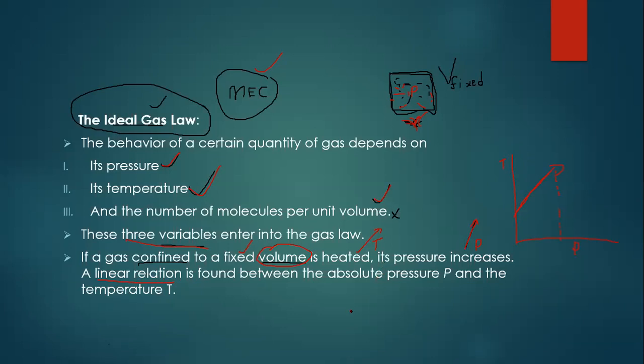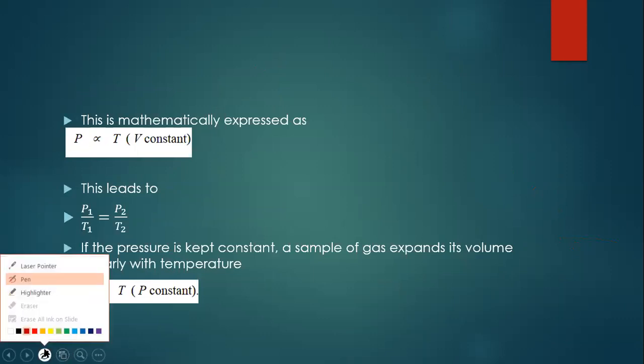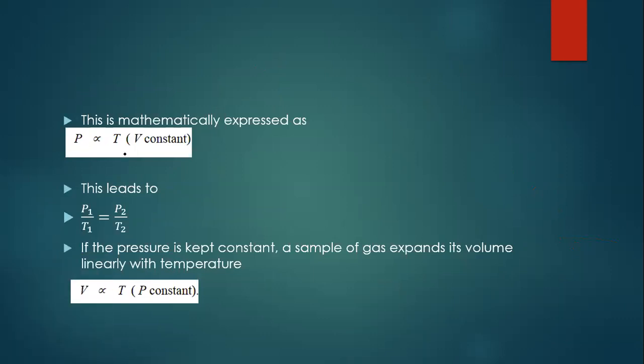And so this linear relationship is established mathematically like this. When you see this sign, it's talking about proportionality. So it tells us that pressure is proportional to temperature when volume is constant. So it means that if we increase pressure, temperature will also increase. With this mathematical expression, we can come up with this other equation down here.